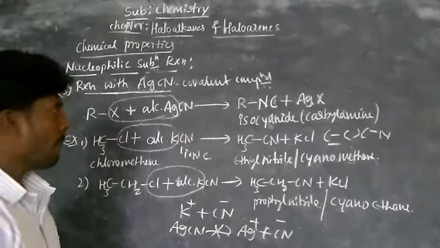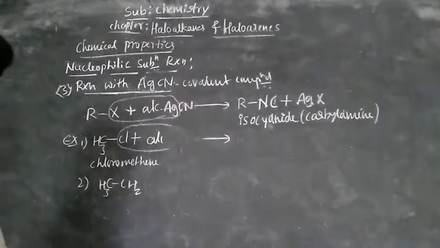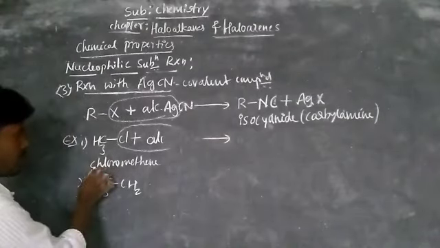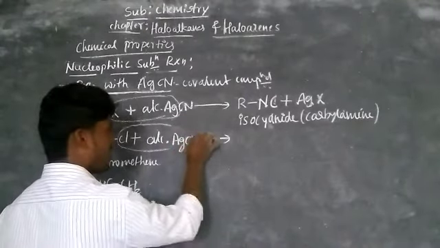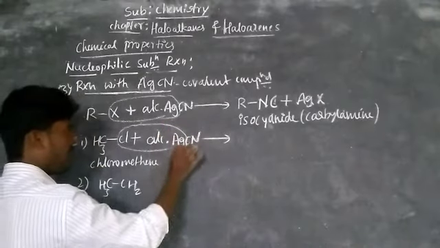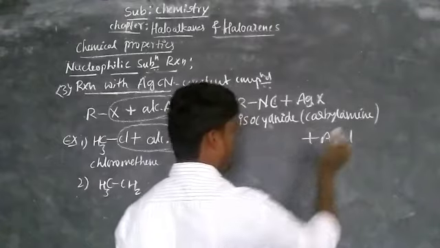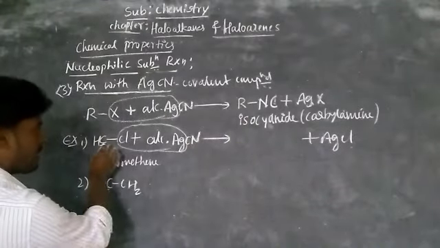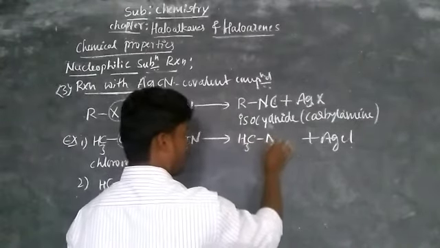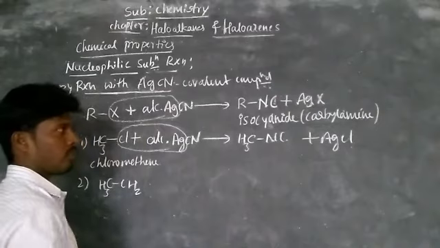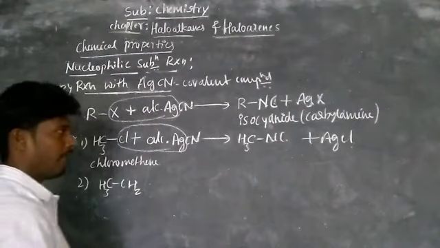This is the reason. Now take one more example with silver cyanide. Take chloromethane reacting with alcoholic silver cyanide. Similarly here, silver and chloride become silver chloride, AgCl. And the remaining thing is CH3, which becomes CH3NC. What is its name? Isocyanide. Its name is methyl isocyanide.